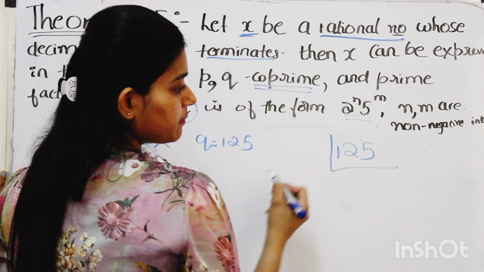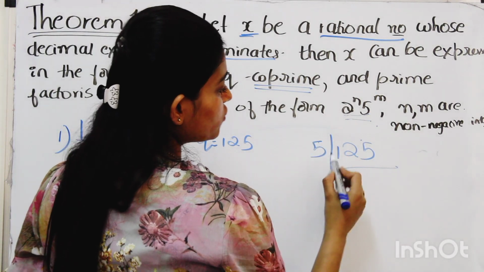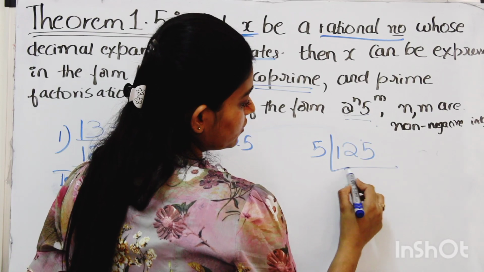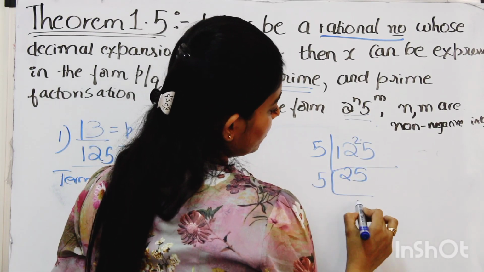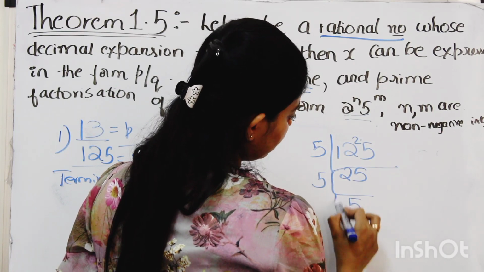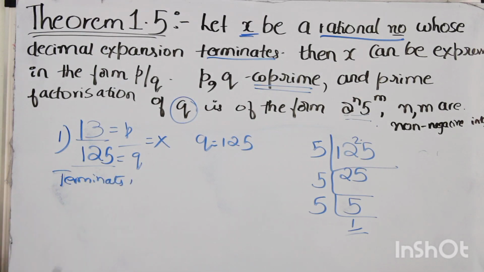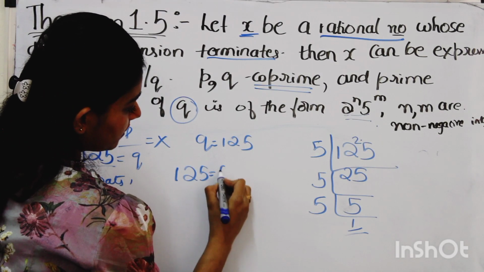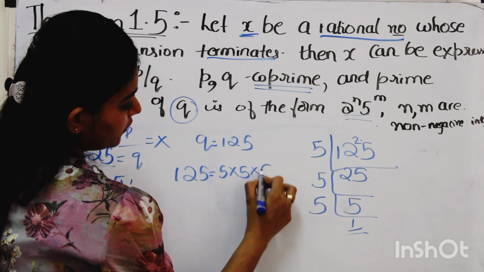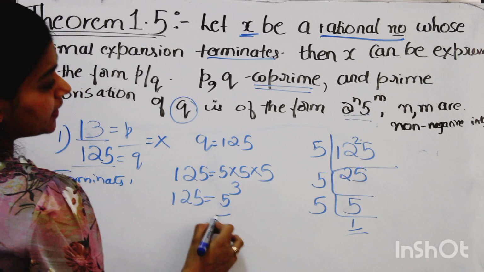It is divisible by 5, so I have to take 5. 5 2s are 10, so 2 remaining. 5 5s are, again you take 5, 5 5s are 125. 5 1s are 5. Now you can see that 125 can be written as 5 into 5 into 5. So that is 5 to the power 3, because it repeated 3 times.